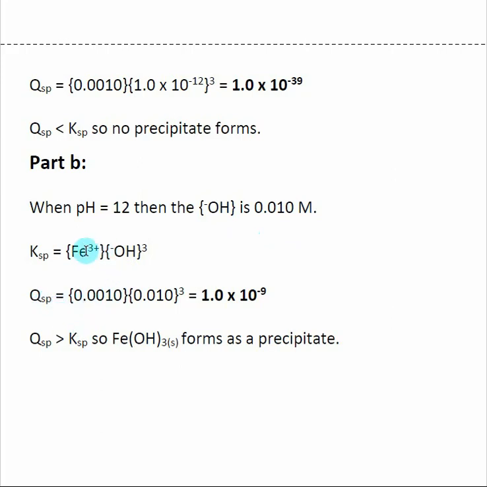So concentration of Fe3+ is a constant that doesn't change. Concentration of hydroxide, I get that from the pH. I remember to raise that to the 3rd power, and we get Qsp, which is 1 times 10 to the minus 9th. Now Qsp is greater than Ksp, which means that we are going to start forming our precipitate of iron 3 hydroxide.